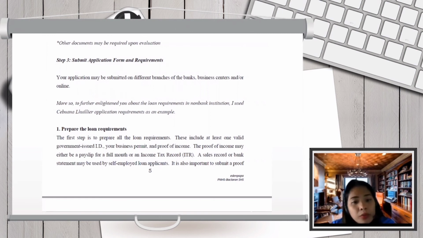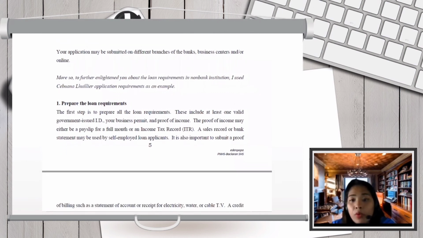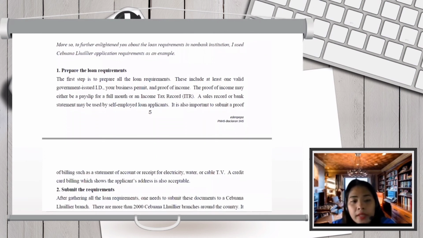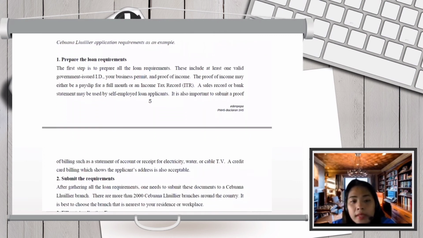So, meron dito. Paano ba daw kung ikaw ay maliit na business lang at gustong mong magkaroon ng loan? A very good example ng non-bank institution is si Cebuana Lhuillier. So, the first step is prepare all the loan requirements. This includes government-issued ID, business permit, proof of income. The proof of income may either be a payslip for a full month or an income tax record. A sales record or bank statement may be used by self-employed loan applicants.